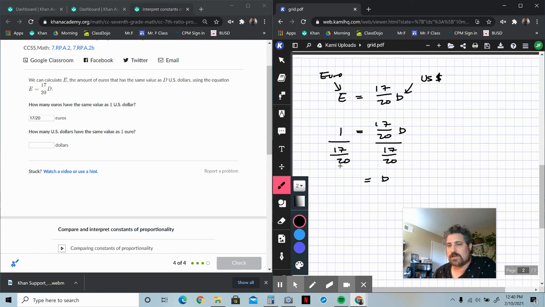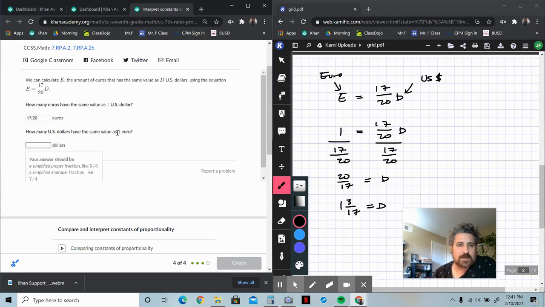So when you divide by 17/20, that's the same as multiplying by the reciprocal, 20 over 17. So 1 times 20 over 17 is just going to be 20 over 17. So that would be 1 and 3/17 is going to be the answer there. So every 1 euro is worth 1 and 3/17 dollars, basically. So how many US dollars have the same value as 1 euro? It would be 1 and 3/17 of a dollar.